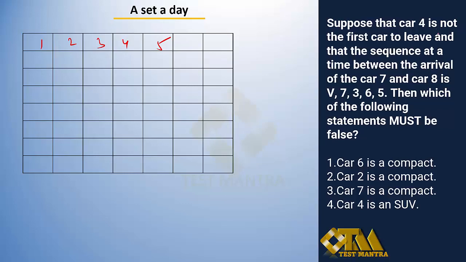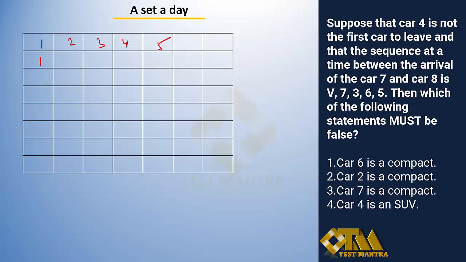So now what are the conditions? Car 4 is not the first car here. That means first car will be either car 1 or else car 2. Car 1 cannot be the first car, because there is a possibility that all the cars should be compact cars in this case. That's a possibility we are talking about. So if that's the condition, then the first place will be definitely occupied. So car 1 cannot be the first car. Definitely it is supposed to be car 2 here. So let's start with car 2. I'll vacate car 2 here.